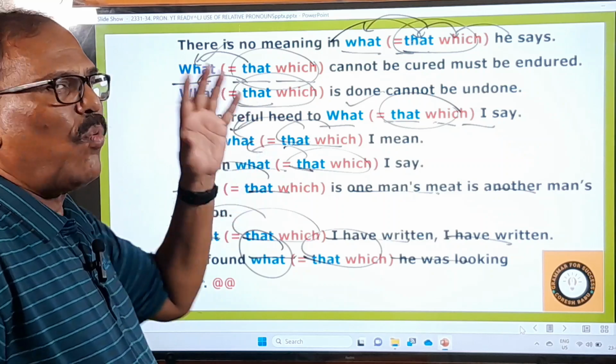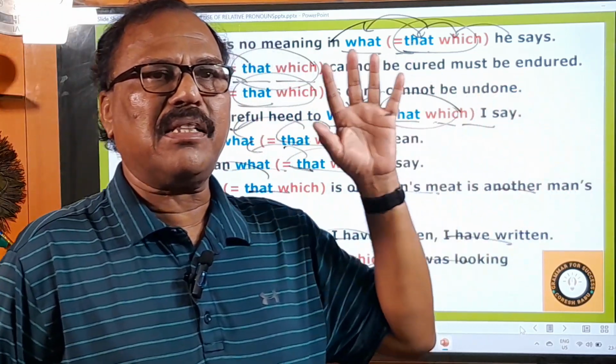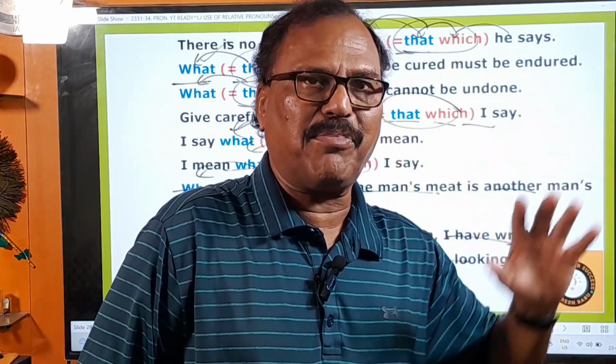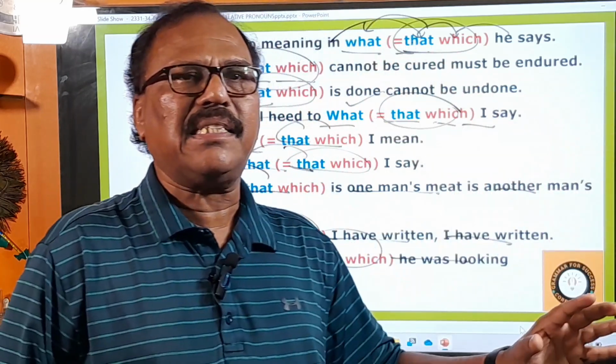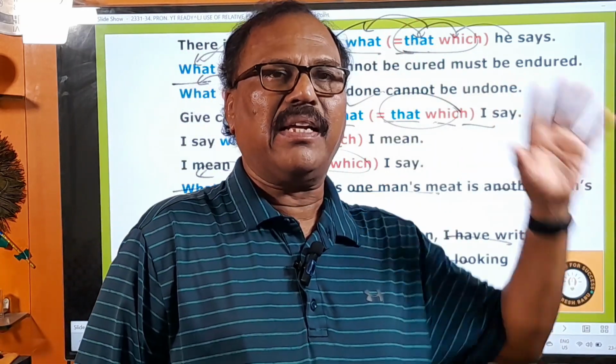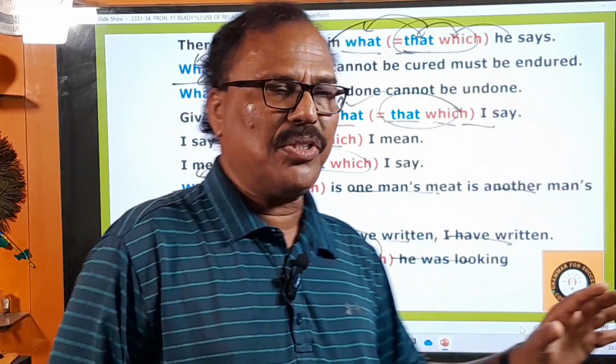So in this way, what is used in the sense of that which or something which, and its antecedent is always omitted. It is always hidden. It is only used in the singular.